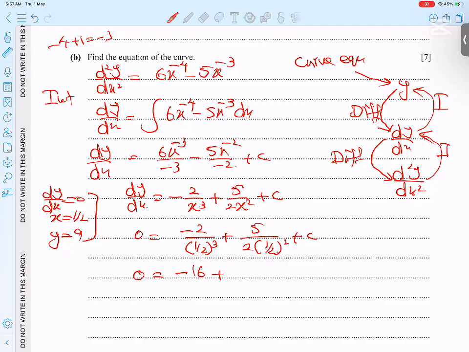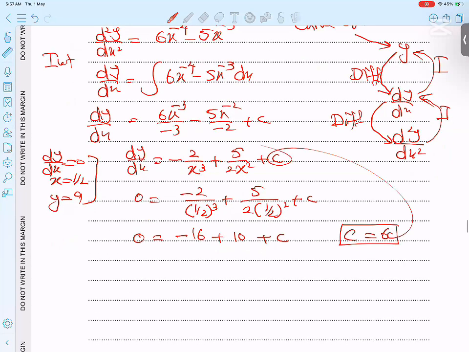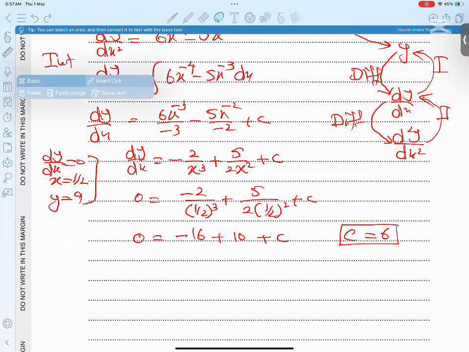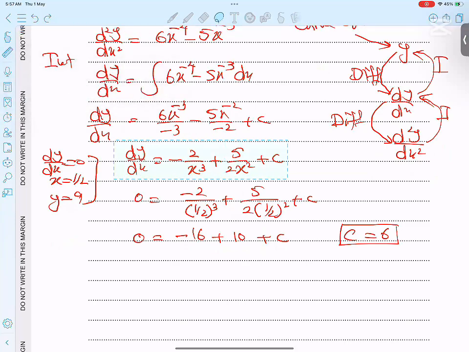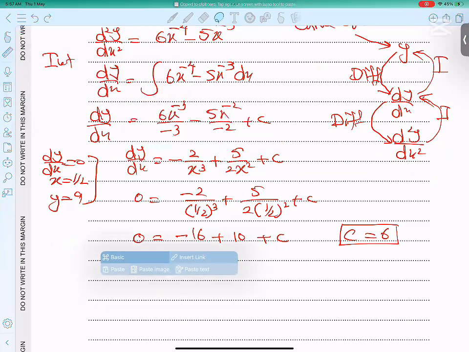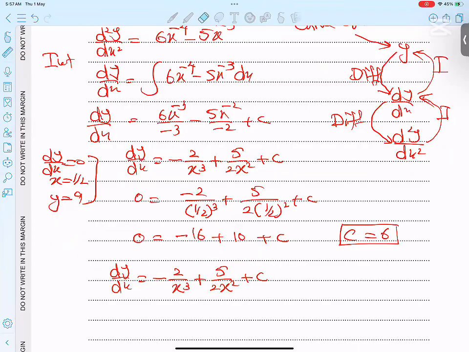So finally, I'm getting here the c value becoming positive 6. I hope that's clear. And don't leave it here, plug it back into the equation. So I'm copying this whole equation, better to copy this format, and I'm putting it there and replacing the c with a 6. I think you understood. I have reached here.